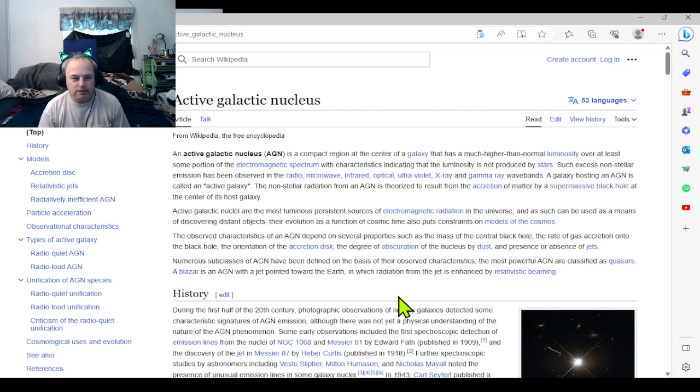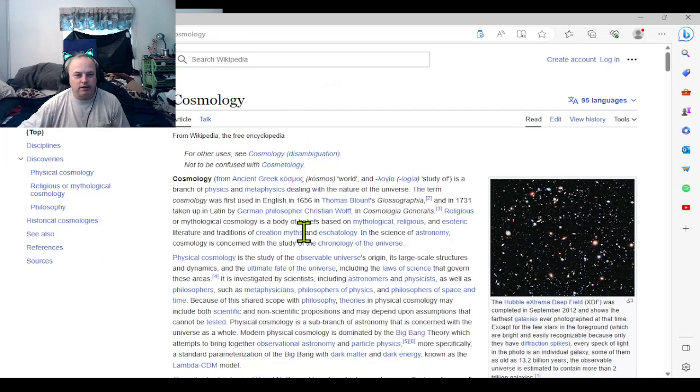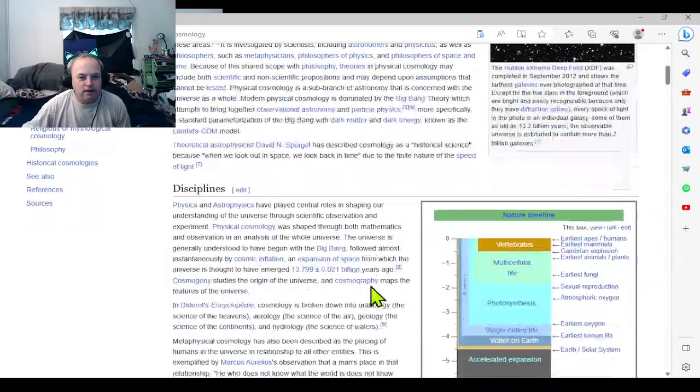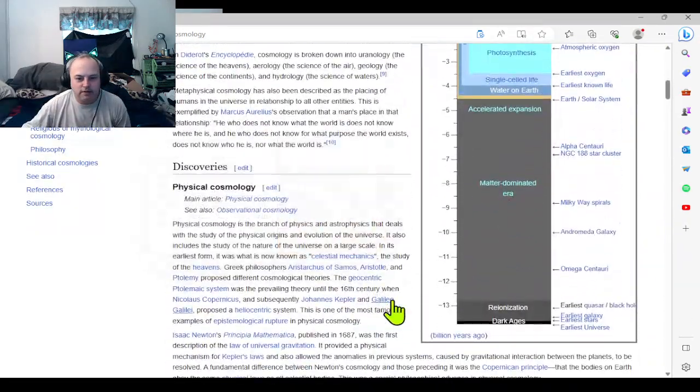Most persistent means discovering distant cosmic time also puts constraints. Their evolution as a function of cosmic time also puts constraints on models of the cosmos. So that might be interesting. So what is their model of the cosmos? They say dealing with the nature, physics, and metaphysics that govern the universe. And those basically just talk about those things. Okay.